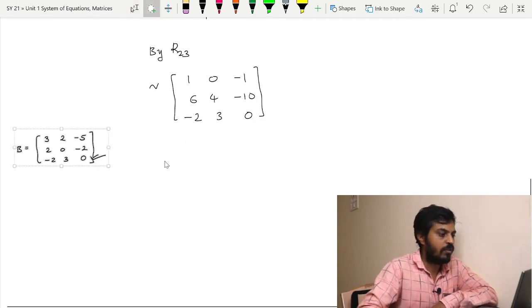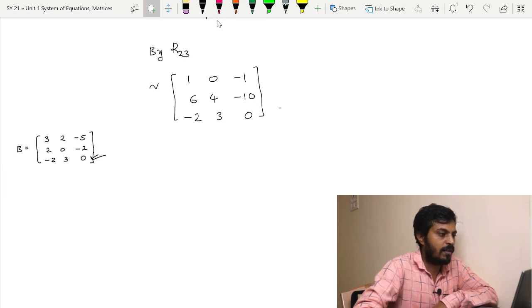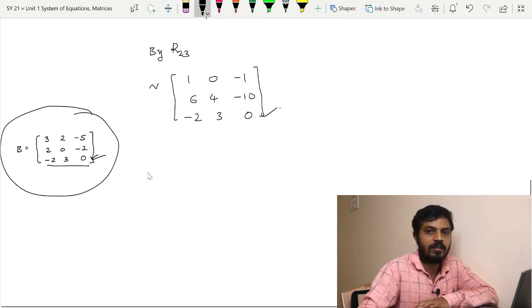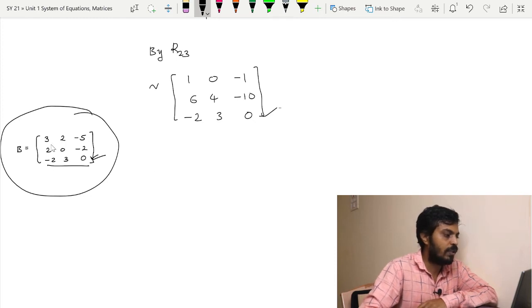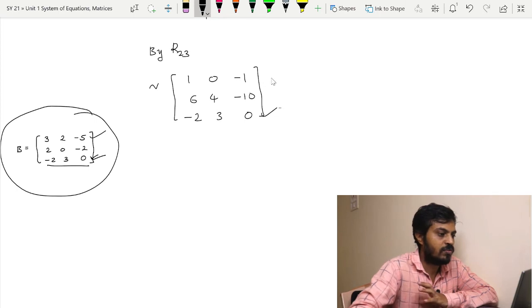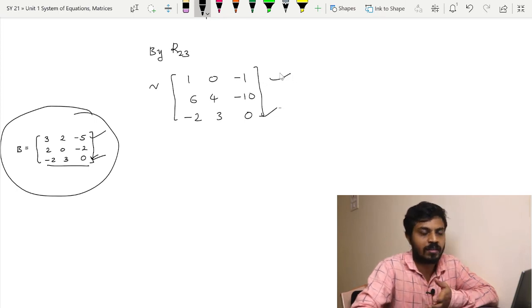Yes, now we have reached here. Now you can see that the third row of our matrix and the third row of B are the same. For your reference, I have written the matrix B here. Now if you observe the first row of B, it is 3 2 minus 5. So I want the first row of this matrix to be 3 2 minus 5.